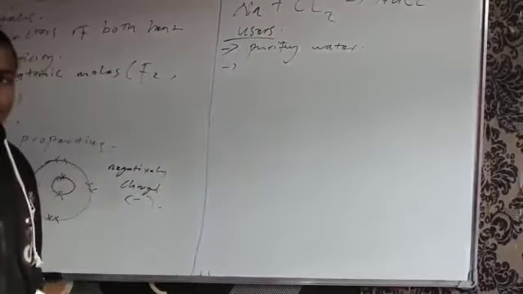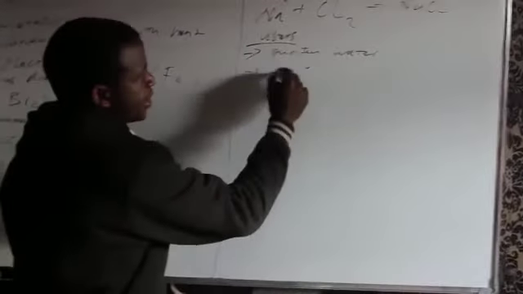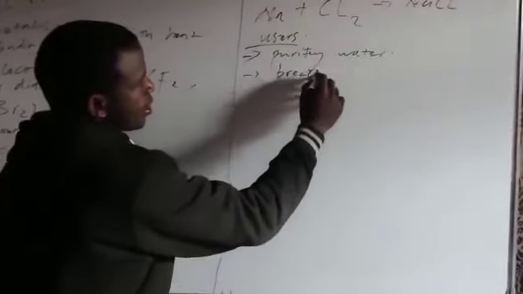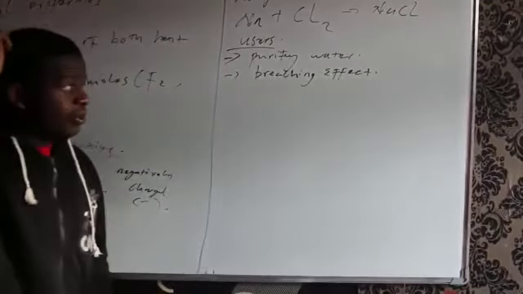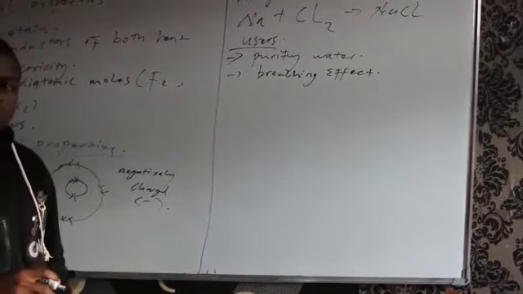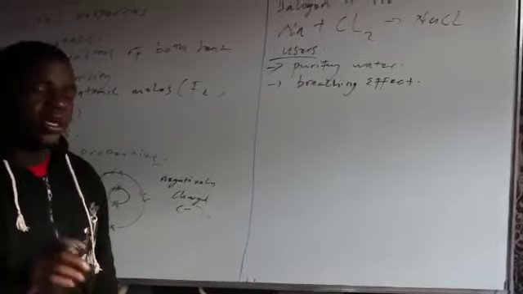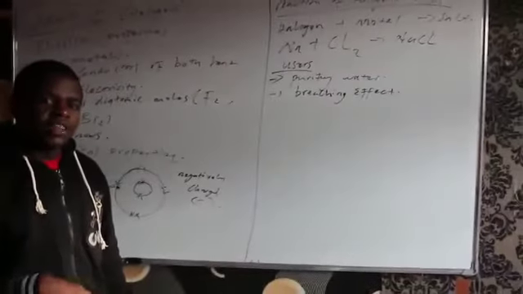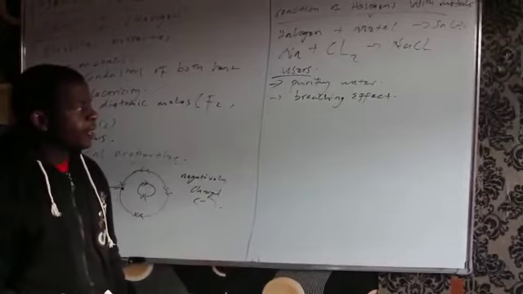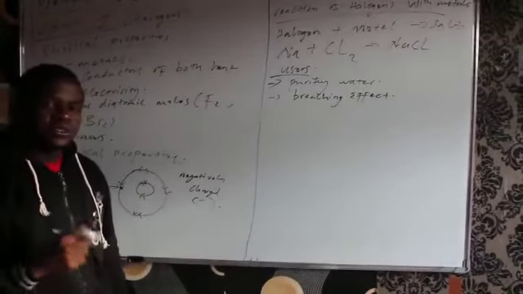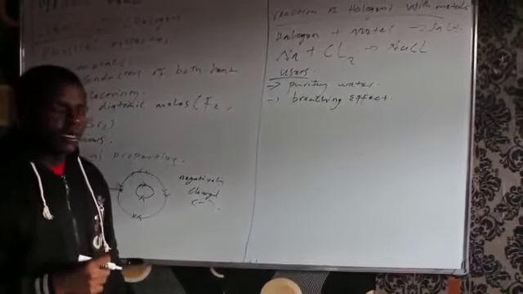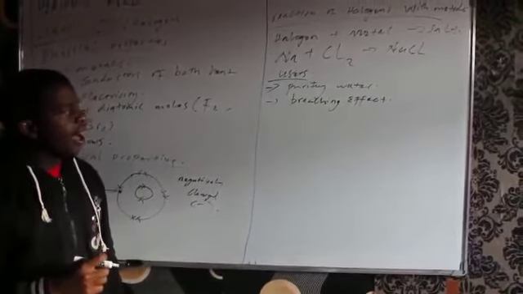Then the other use is that they have a bleaching effect. For example, chlorine is used to bleach the wood pulp, that is used to make paper.